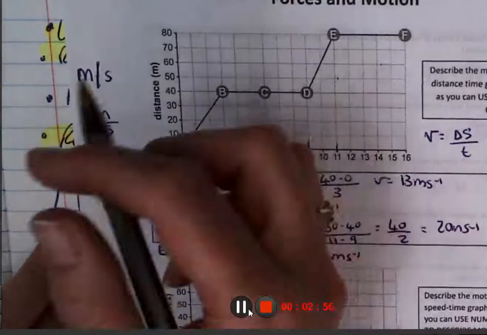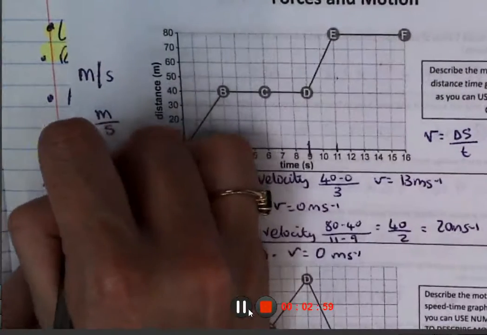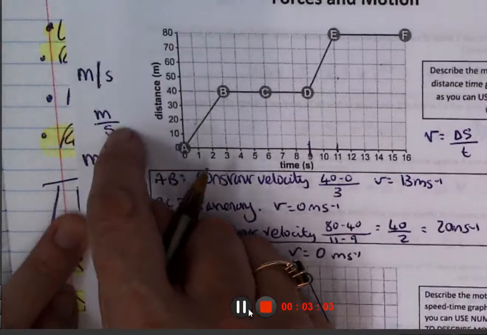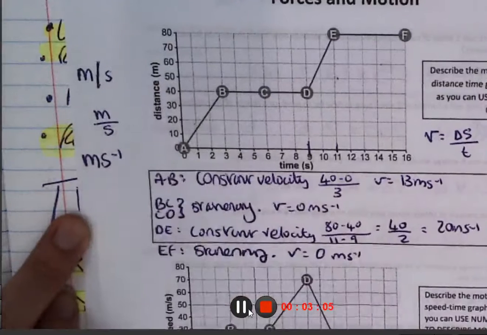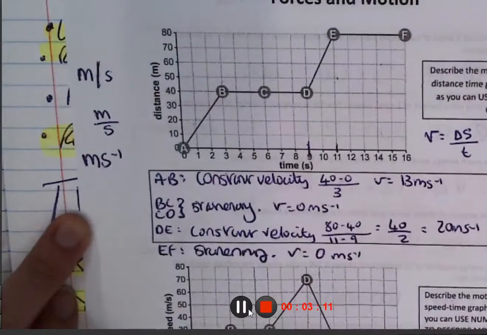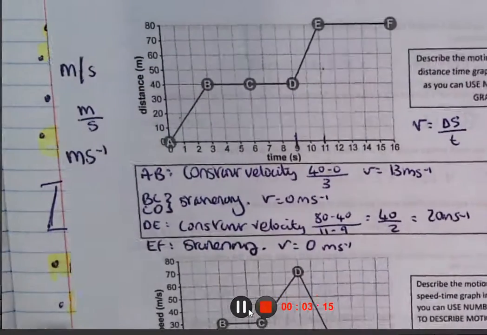And when we have a number underneath the line like that, how you can write that instead is s to the minus 1. So that minus 1 to the s means it's meters divided by seconds. So from now on at A level, that's how we'll write things like that. I'll show you the one for acceleration in a minute. So that's describing our distance time graph.